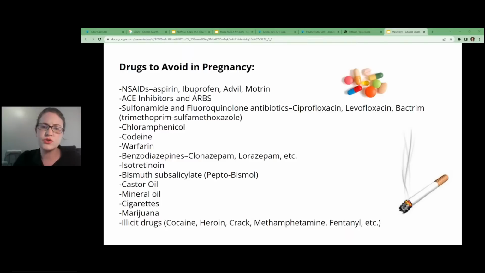Marijuana also, newer research is showing that causes low birth weight as well and some abnormal neurological development in the fetus. Typically, we see that babies born to mothers who take marijuana have lower IQ levels. And then illicit drugs, of course, cocaine, heroin, crack, methamphetamine, fentanyl. These are all really bad. They can cause withdrawal to the newborn baby if the mother took them too close to delivery. They certainly increase the risk of miscarriage, of preterm birth, of stillbirth. So all drugs should be avoided at all costs, of course.